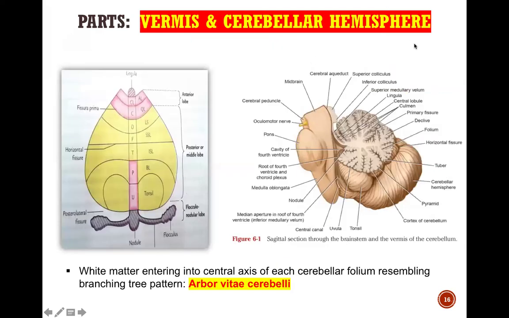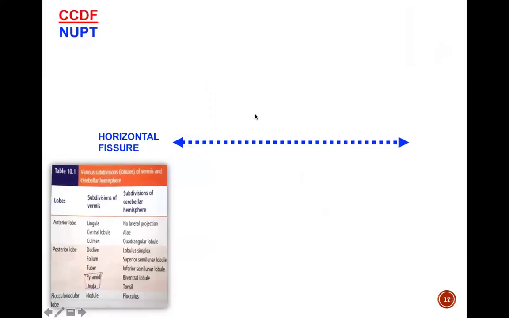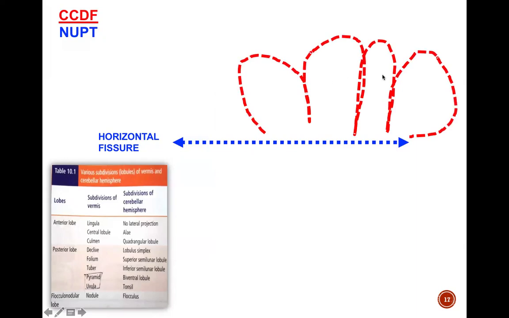Now, while discussing the cerebellar hemisphere or the vermis part, this part is the superior surface and this part is the inferior surface. In between them there is a fissure, which is the horizontal fissure. Let's draw this figure once again to better understand. Let's draw the horizontal fissure, which divides the cerebellar hemisphere into the superior and inferior surfaces, with four structures above and four structures below.